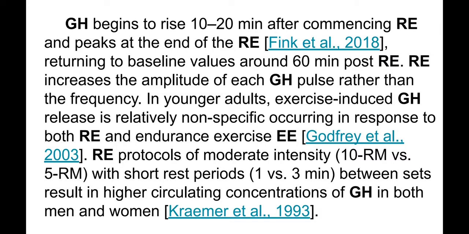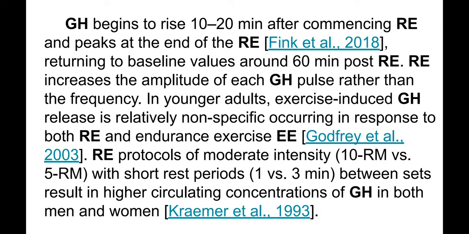So maybe 5 repetitions would be kind of high intensity, low volume, and more than 15 repetitions would be low intensity, high volume, and something in between is considered a better compromise, and it works better to improve the release of growth hormone.